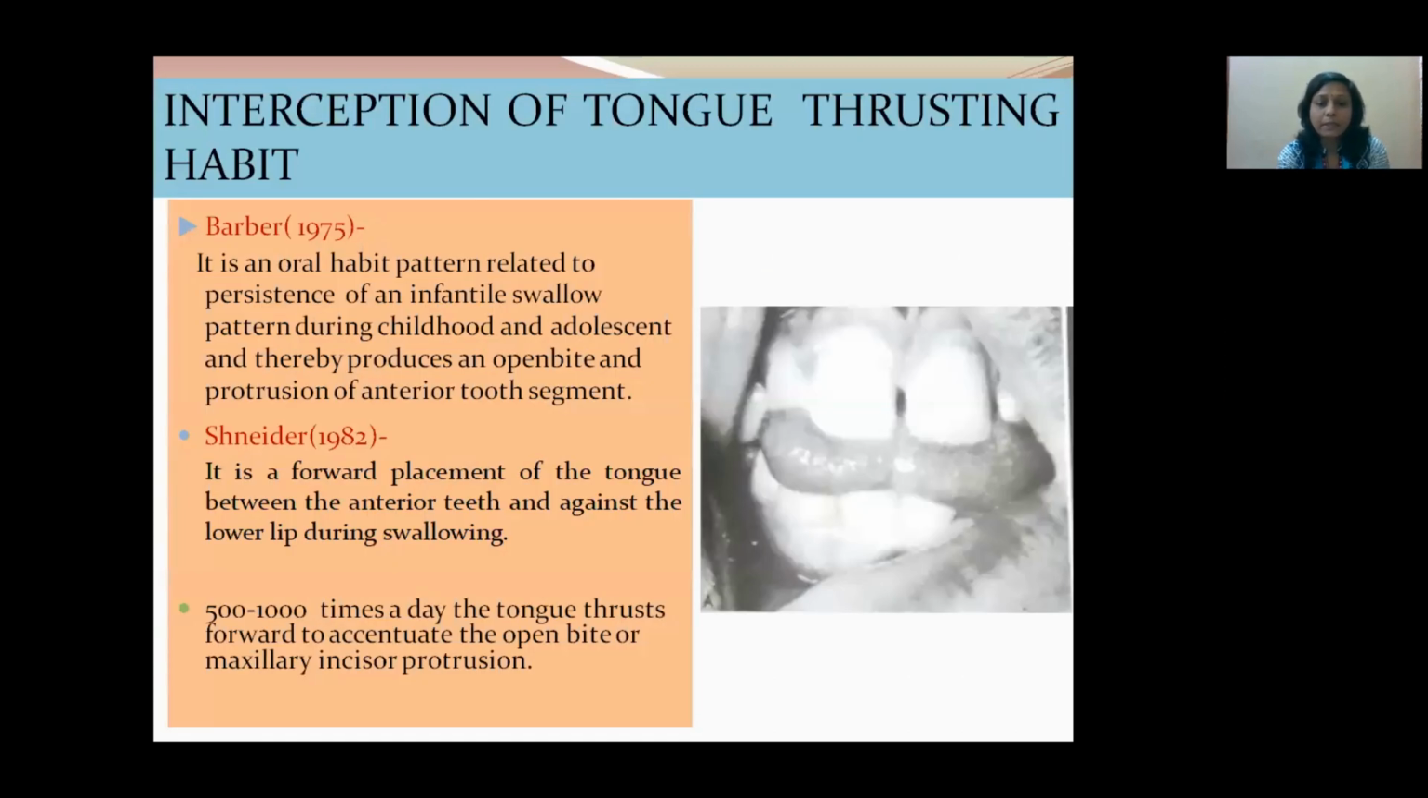Coming to the next very deleterious habit, tongue thrusting. It is an oral habit pattern related to persistence of an infantile swallow pattern during childhood and adolescence, and thereby produces an open bite and protrusion of the anterior tooth segment. Snyder defined it as a forward placement of the tongue between the anterior teeth and against the lower lip during swallowing. Usually 500 to 1000 times a day, the tongue thrusts forward to accentuate the open bite or maxillary incisor protrusion.